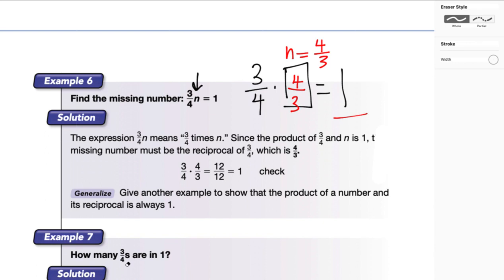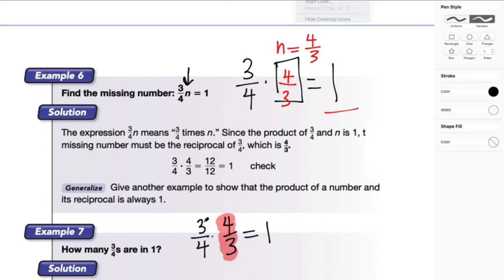How many 3/4 are in the number 1? Well, since we know that 3/4 times 4/3 is equal to 1, that lets us know that there are 4/3 of 3/4 in the number 1. I know that sounds crazy, but if you think about your multiplication, you'll see that it bears out. It makes sense.